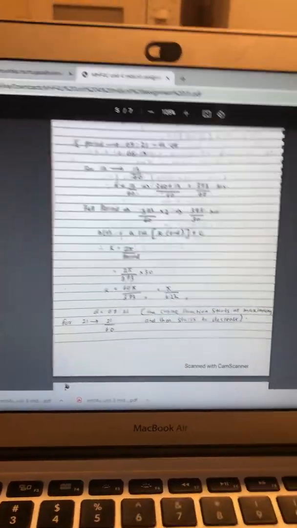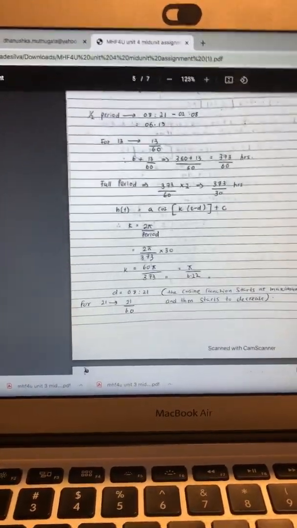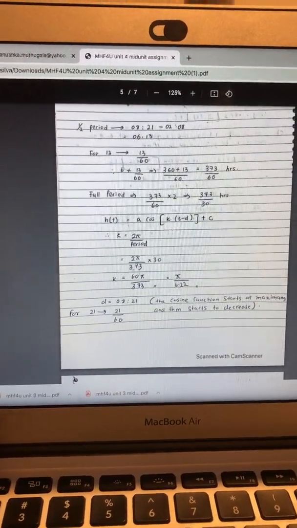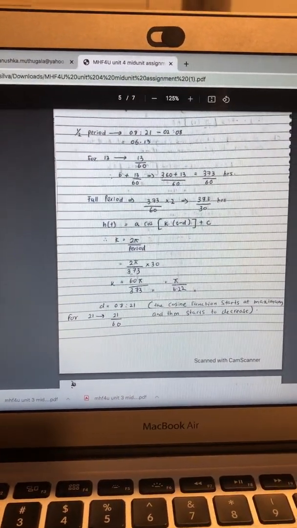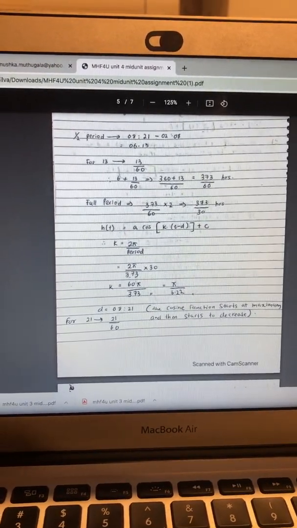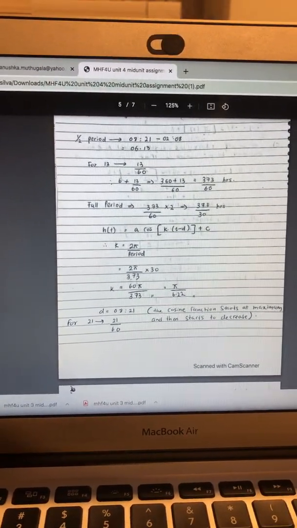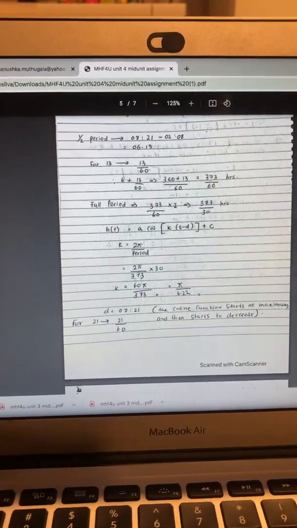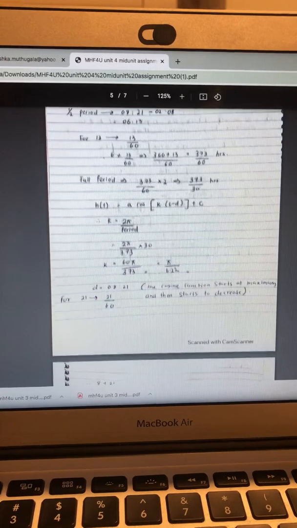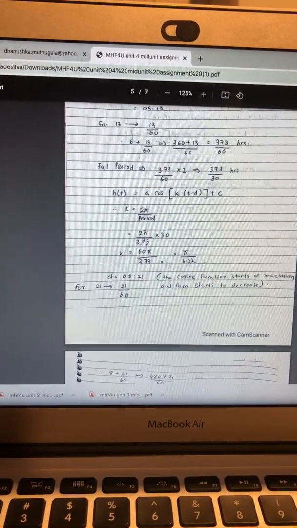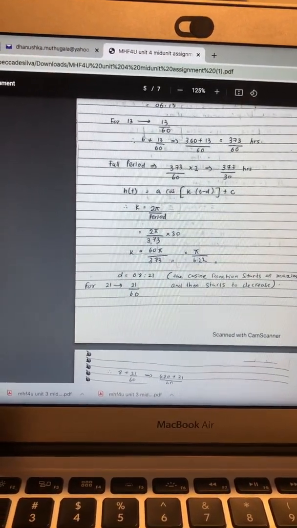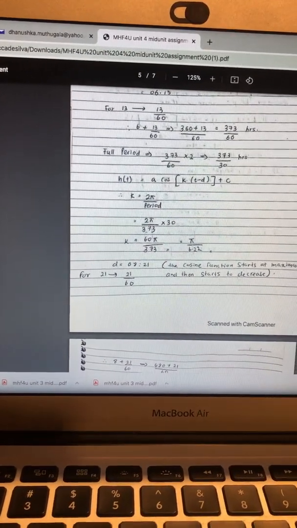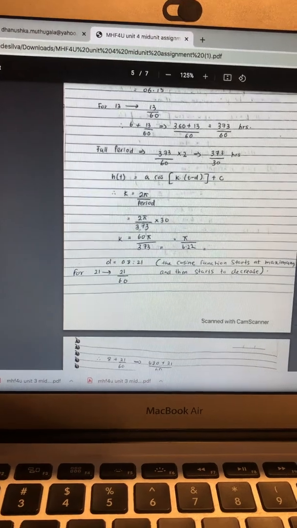So again, half period. If you're going to take the half period, it's going to be 8.21 minus 2.8, which is 6.13, that is 6 and 13 by 60. So therefore 6 plus 13 by 60, which is going to be 360 plus 13 by 60, which is 373 by 60 hours. So for the full period, it's going to be 373 by 60 multiplied by 2. So this is going to be 373 divided by 30 hours.